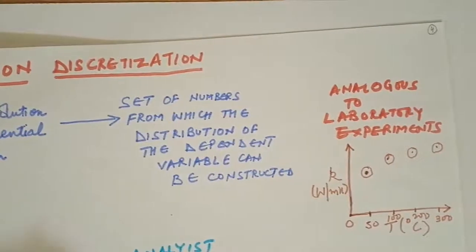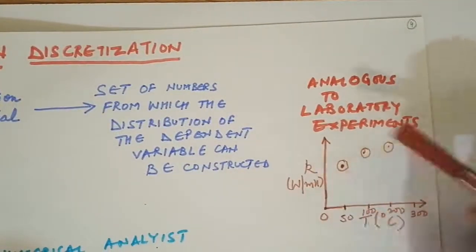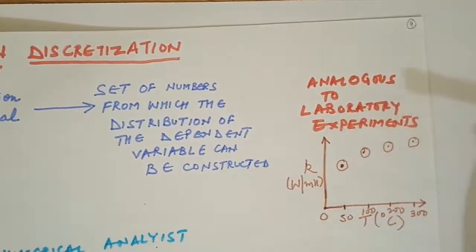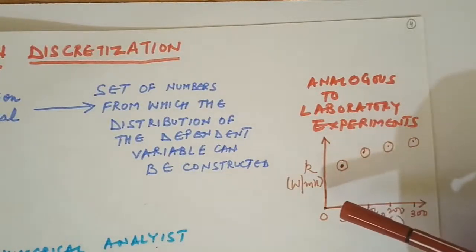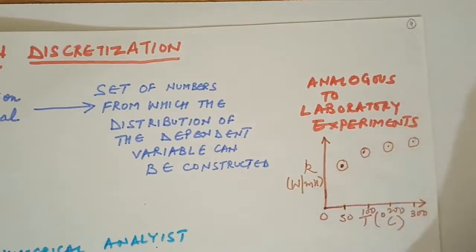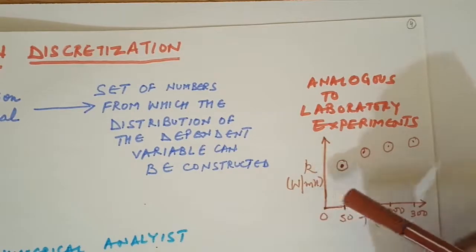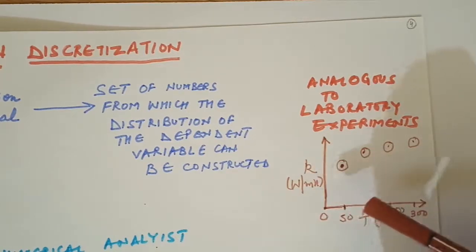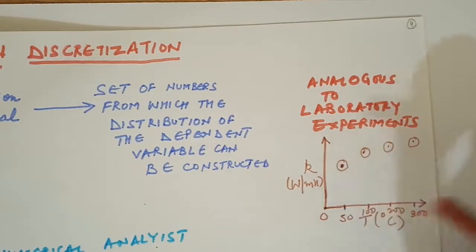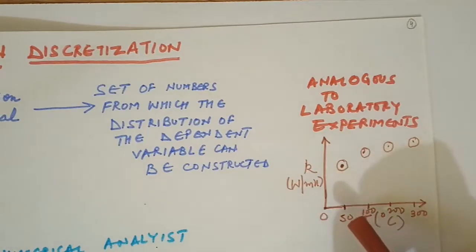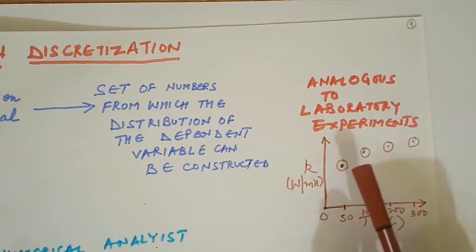So it is analogous to what you do in your experiment. For instance, say I want to find out the thermal conductivity as a function of temperature. So I cannot actually factually find out conductivity at each and every temperature. So being an experimentalist, I will have to choose, depending on my interest, which will again depend on what kind of analysis I want to do after doing this experiment, at what temperature I should measure the thermal conductivity.